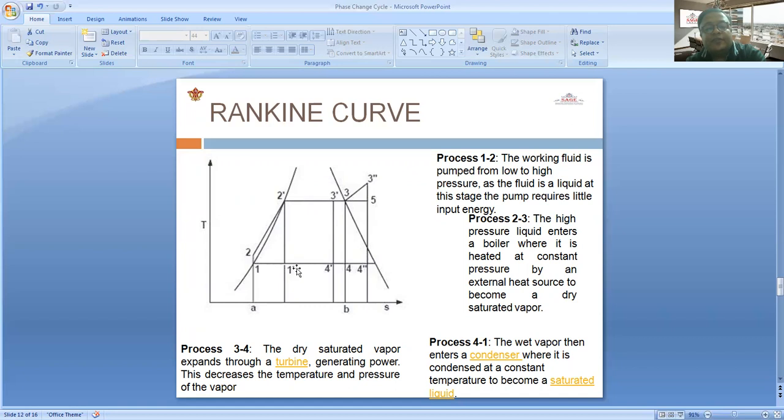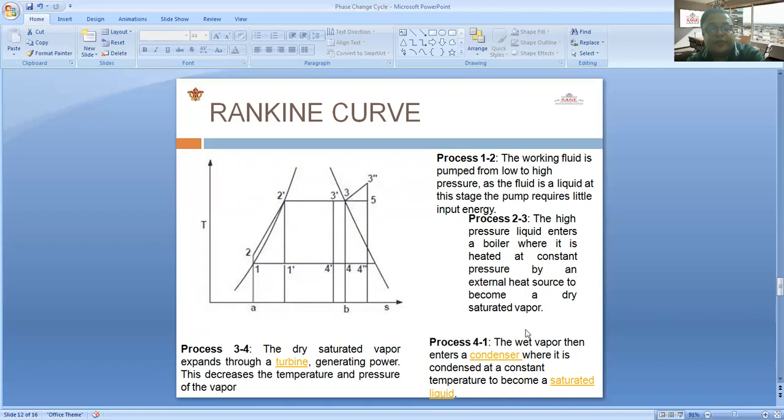That is for when the steam has wetness, and when the dry steam has very little wetness, that is 1 to 2 dash, then 3, 4, and 1. This is the repeating of the cycle. The process 1 to 2: the working fluid is pumped from low to high pressure. 2 to 3: the high pressure liquid enters the boiler, where it is heated at constant pressure by an external heat source to become a dry saturated vapor.